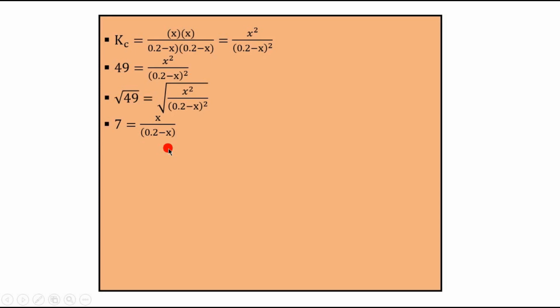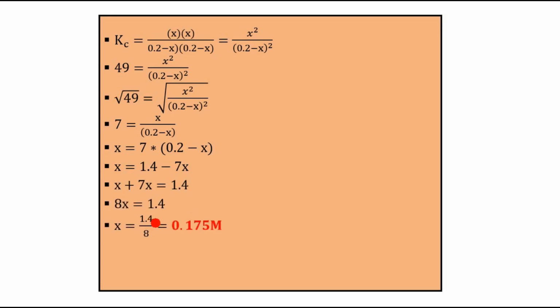Then we can do rearrangement: x is equal to 7 times this one. So we have x is equal to 1.4 minus 7x. Then we can get the value of x. So we get that x is equal to 1.4 over 8, which is equal to 0.175 M.